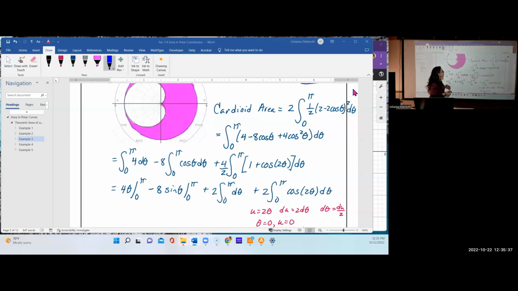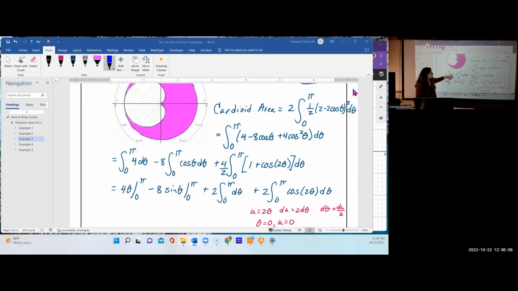To find the area of the cardioid, I chose to find the area of half of it and double it. So I have 2 times 1/2 r squared d theta, going from alpha is 0 to beta is pi. Now I went ahead and squared r. Remember, that gives you 3 terms because it was binomial-like. And that gives us 4 minus 8 cosine theta plus 4 cosine squared theta, because the 2 times 1/2 canceled out. I split that into 3 integrals.